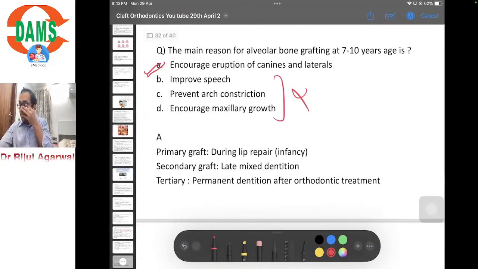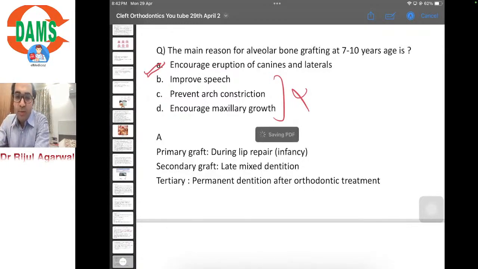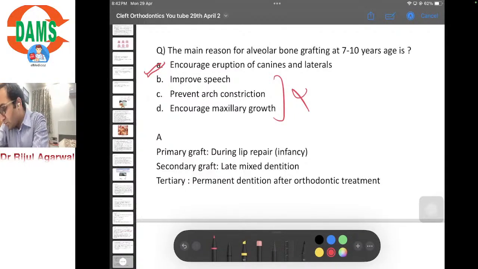The next question which has come up in past exams is: what are primary SABG, secondary SABG or tertiary? Primary grafting is done during lip repair, that is infancy. This is no longer done nowadays because it is said that any primary grafting done during the primary dentition stage will lead to non-development or reduced development of the maxilla, which we don't want. So this is not done now.